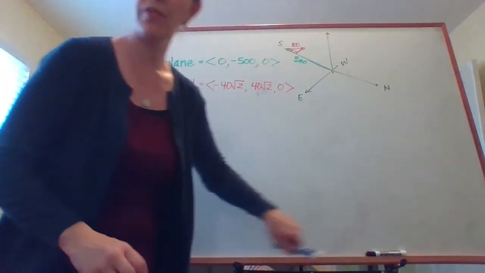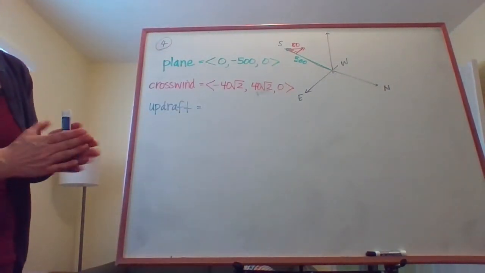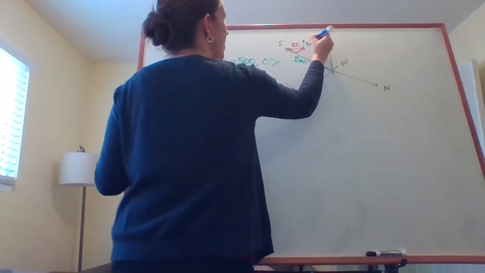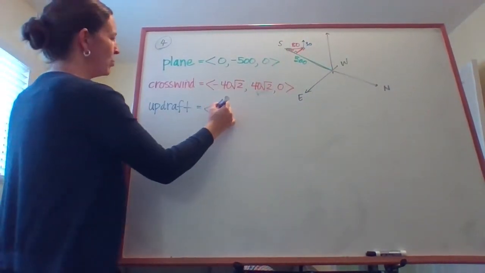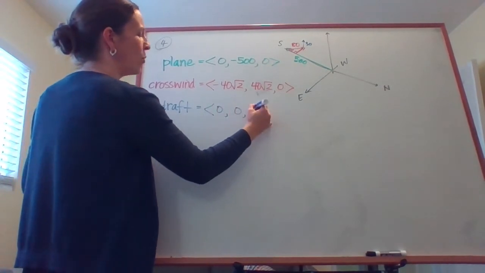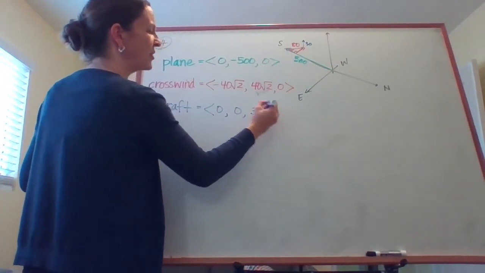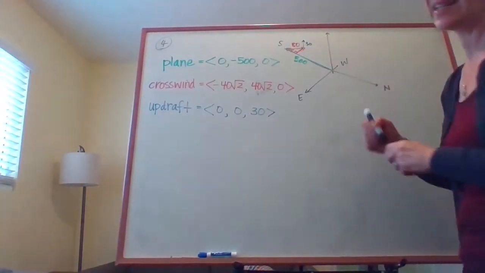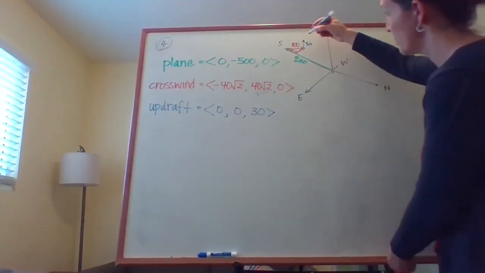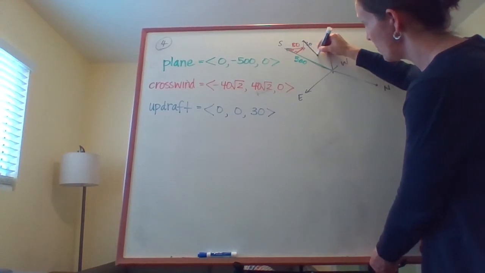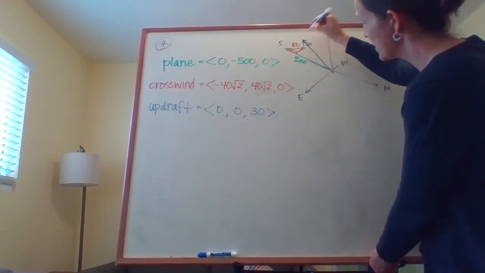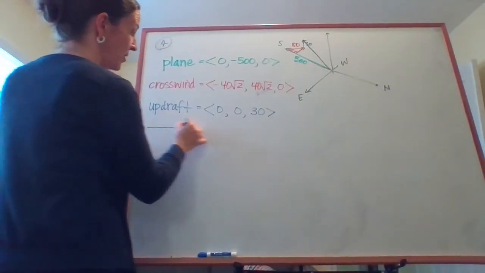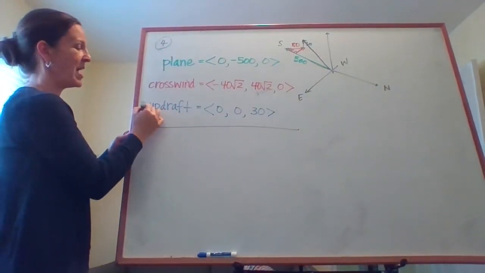My last vector affecting this plane is the vertical updraft of 30 miles an hour. That's not moving in the x direction, not moving in the y direction, and since it's an updraft, it's a positive 30. My resulting vector of my plane, now I didn't require you to do a drawing of this, but I thought I would show you the drawing just to make sure my resulting vector is going to be something like that.